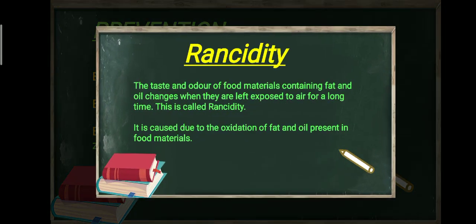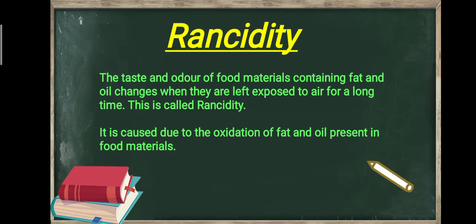Now come to the next topic, which is rancidity. In our daily life, we have seen that the taste and odor of food material containing fat and oil changes when it is left exposed to air for a long time. This phenomenon is known as rancidity, and it is caused by the oxidation of fats and oils present in our food materials. The substance is said to be rancid, and the phenomenon is known as rancidity.